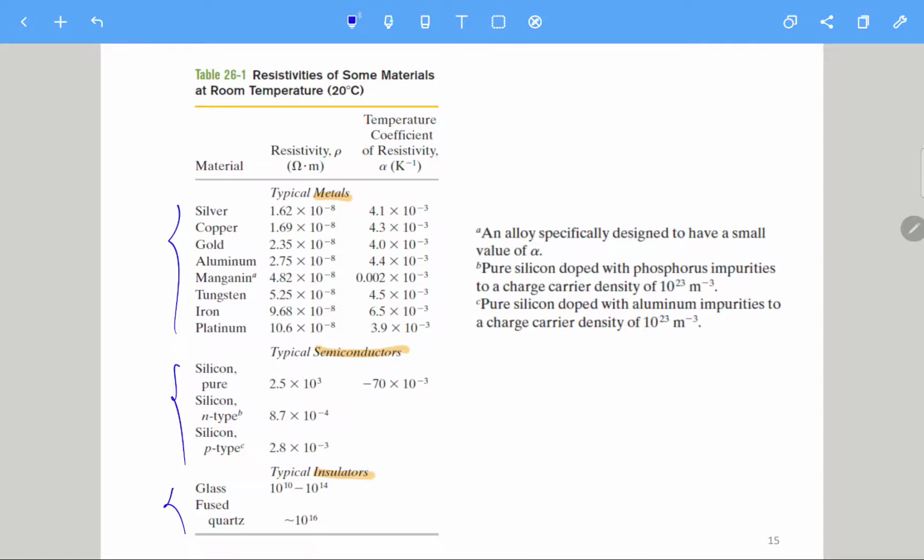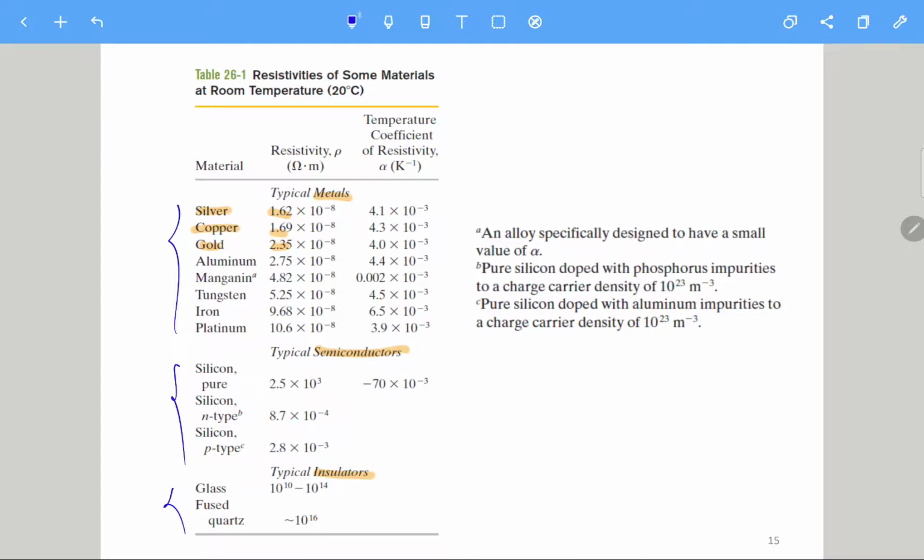So as you can see here, the silver has the lowest resistivity, which means the best conductivity here. So it is a bit better than the copper, while they are all better than the gold. The gold is 2.3 something.